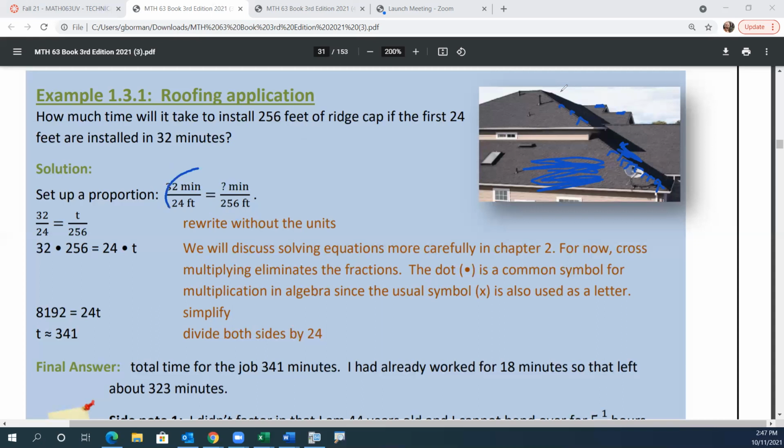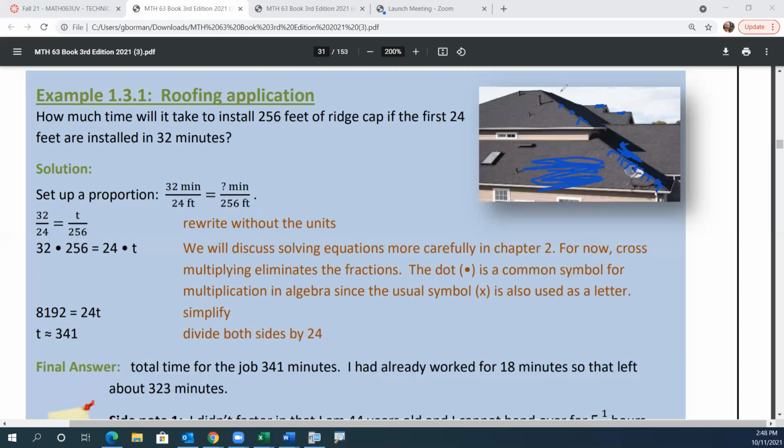So if this is our ratio that everything in this problem has to agree with, then this ratio over here, first of all, has to have the 256 in the bottom, because in this one, 24 feet is in the bottom. We've got our distance in the bottom, so we do the same thing over here. On the first ratio, we got time on the top, so we're going to have time on the top over here. Again, so the two ratios match up.